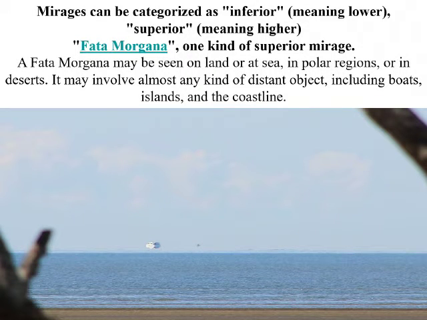Here we have one more example. Mirages can be categorized as inferior, meaning lower, and superior, meaning higher. Now, mirages can be of two types. Inferior, that means which are located under the actual object, as we saw it in the example of the camels.